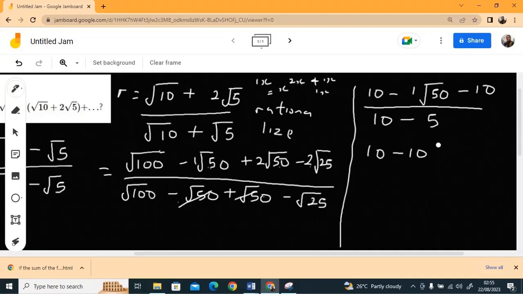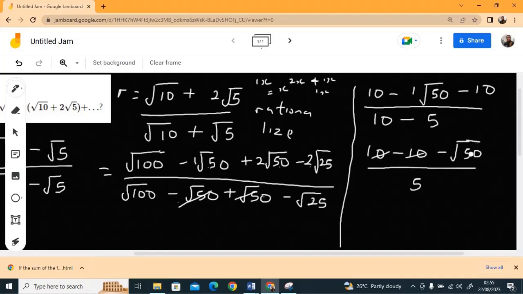So I can still write this as minus what? Minus root 50, all over what? 10 minus 5 is 5. 10 minus 10 is 0. This one is 0. So I can change this to basic form.